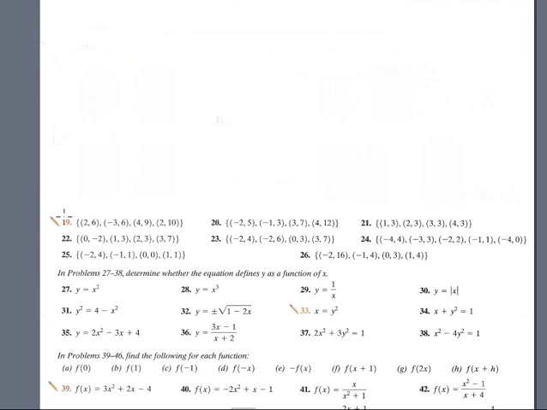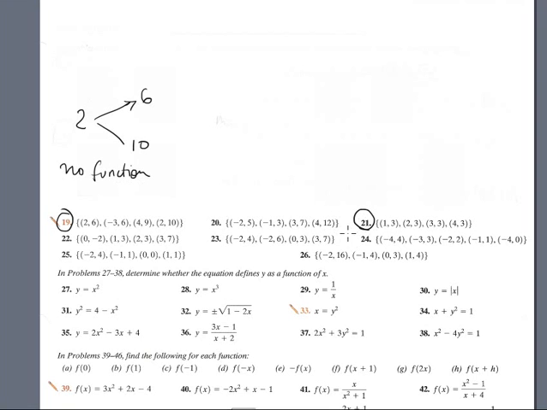Now 19. 19 is not a function. Why not? Because the element 2 is associated with two different values of the other set. It is associated with 6 and associated with 10. So it's not a function.